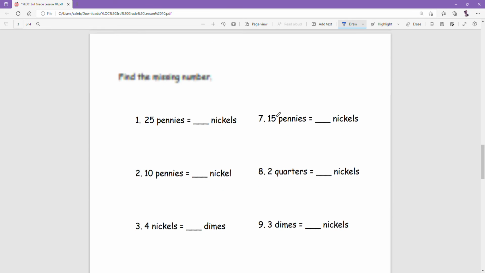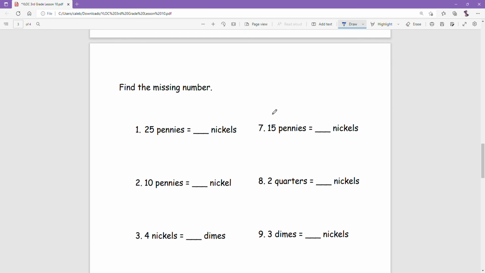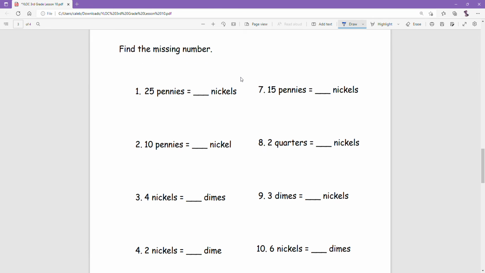Let's move on to the next page here. So we need to find the missing number in this equation. So 25 pennies equals blank number of nickels. And 1 penny is 1 cent, and 1 nickel is 5 cents. So we're going to have to turn pennies into nickels. So what we're going to have to do is divide by 5. So we have 25 divided by 5, which is just 5. So our answer will be 5 nickels.